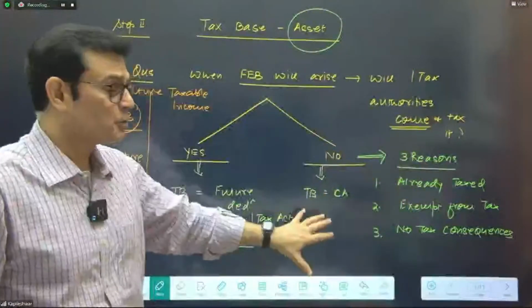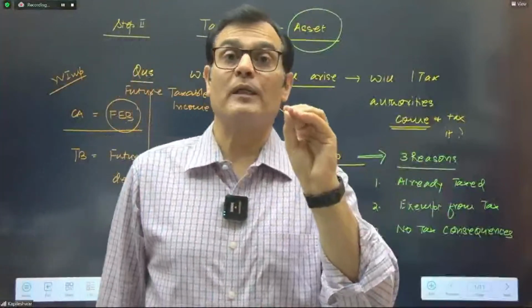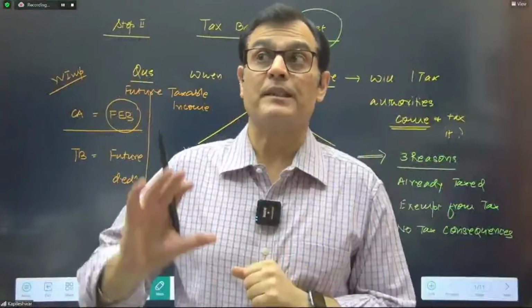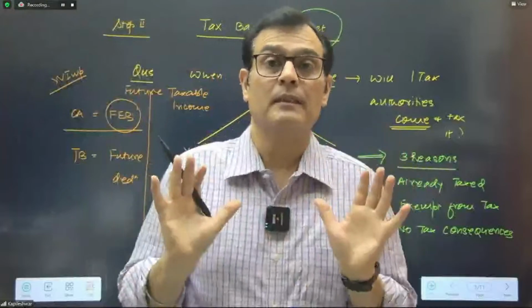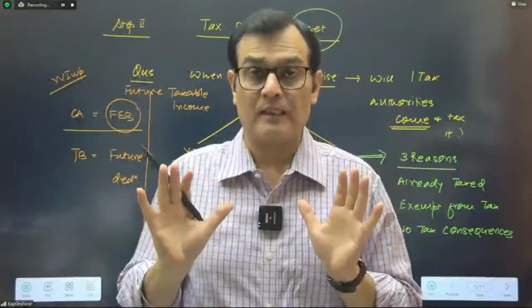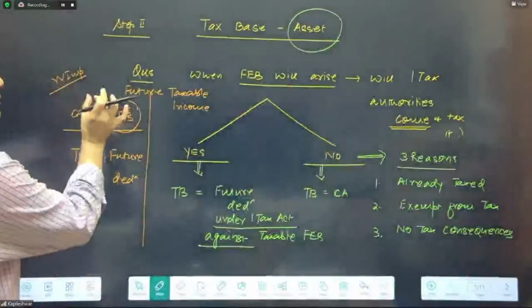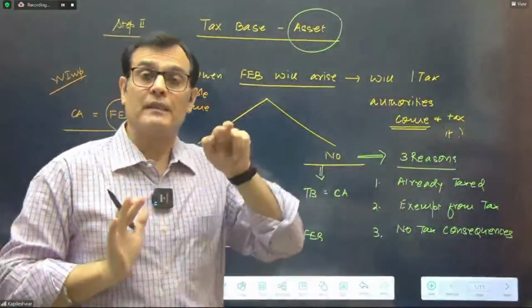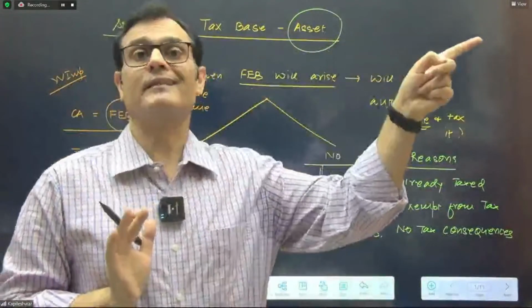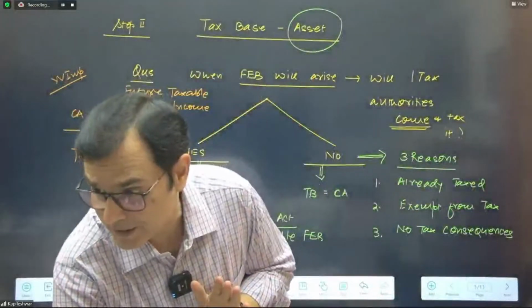The moment you know that the tax authorities will come, the carrying amount represents the future taxable income. Carrying amount is synonymous with the concept that it is a future taxable income. And a tax base is synonymous with what? Deduction against that income. I guess I am pretty clear with this concept.